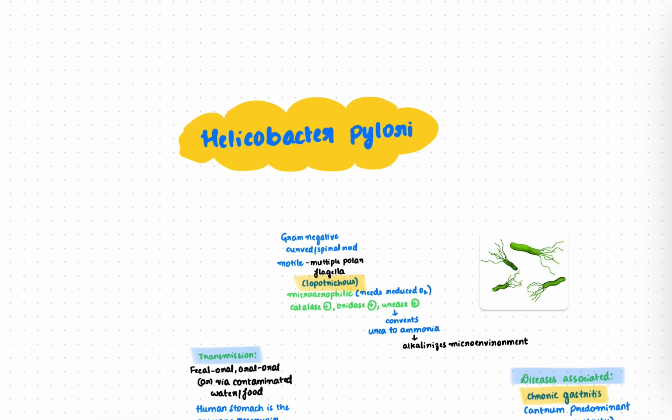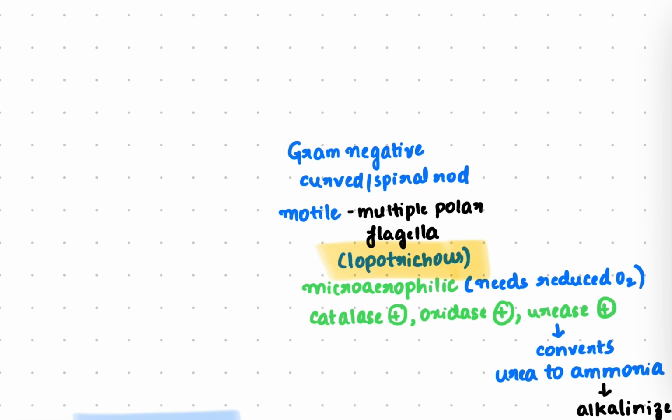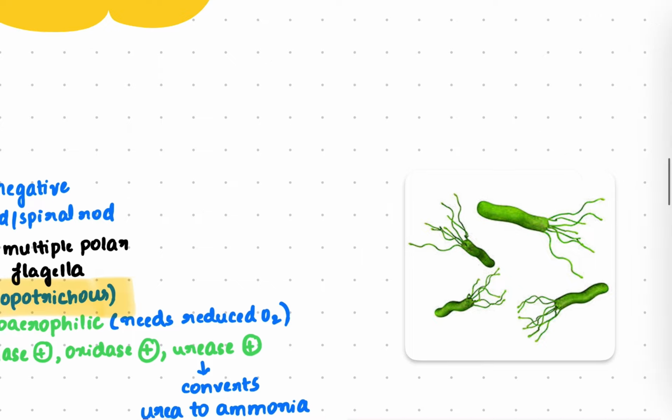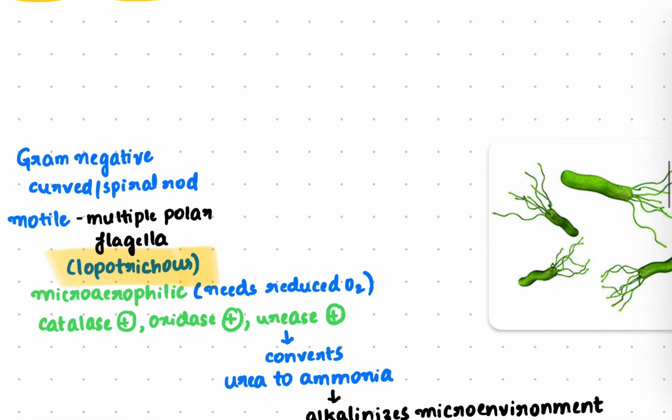Hello everyone, in this video we are going to discuss Helicobacter pylori. This is a gram-negative curved or spiral rod which is motile in nature because of the flagella. It has multiple polar flagella, also called lophotrichous. As we can see in this picture, it is a flagellated organism, which helps in its motility.